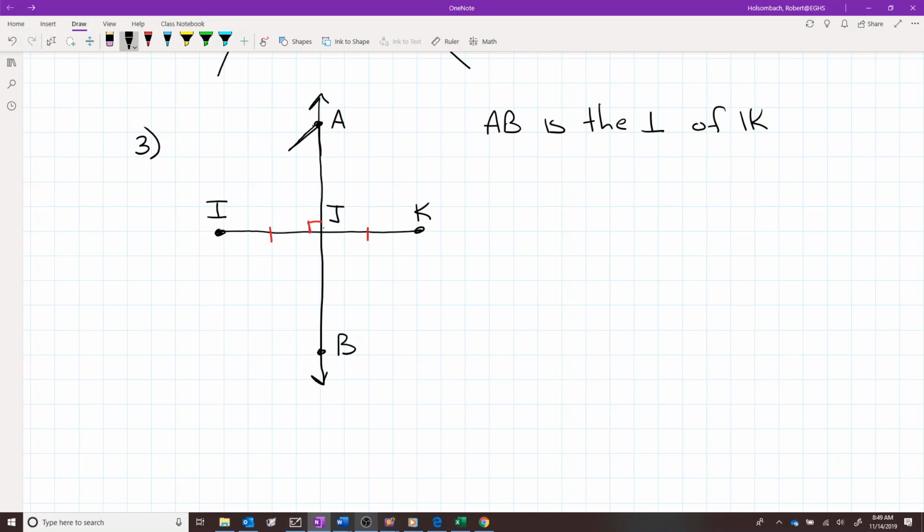Answer choice C, IJ is equal to JK. Here it is. IJ is equal to JK. Yes, that is true. That's the definition of a perpendicular bisector, that the segment is split in half. So that's going to be IJ is equal to JK.